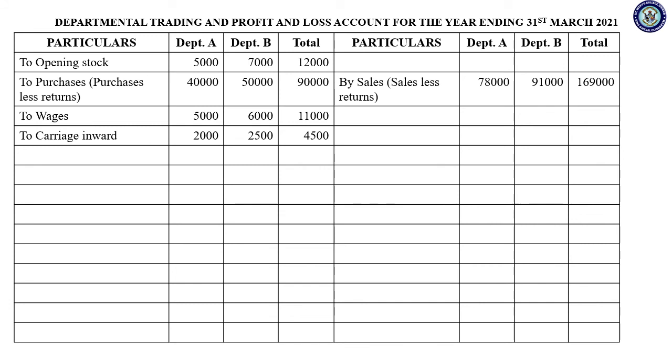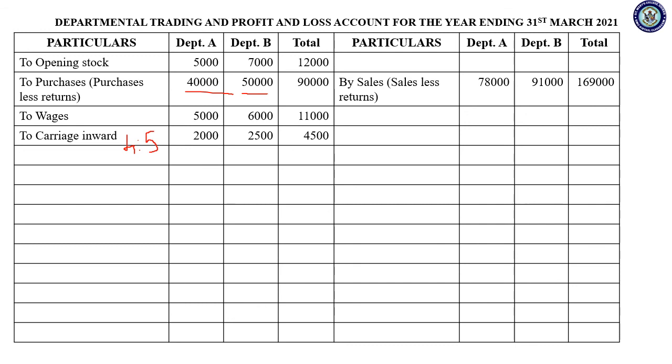4,500 in total column. Now you see the basis. Carriage inward on the basis of purchases, that is net purchases. So on this basis, 40,000 and 50,000. So what is the ratio? Ratio is 4:5. You just strike out these 4 zeros, you will get 4:5. So you have to apportion on the basis of 4:5.